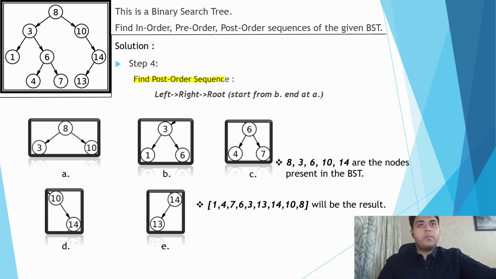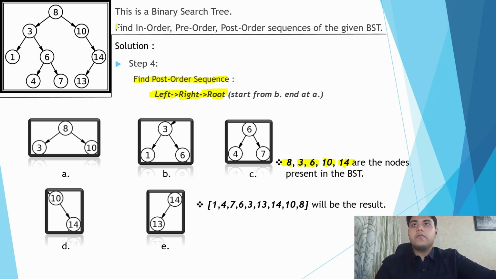We need to find the post-order data sequence. What is the post-order data sequence? As we learned, in post-order traversal occurs from left, then goes to right, then at the end goes to root. And from step 1, what did we get? 8, 3, 6, 10, 14 are the nodes of the binary search tree, right?